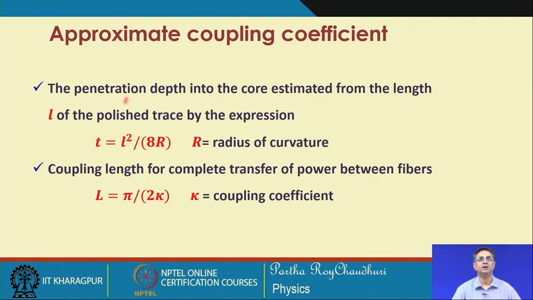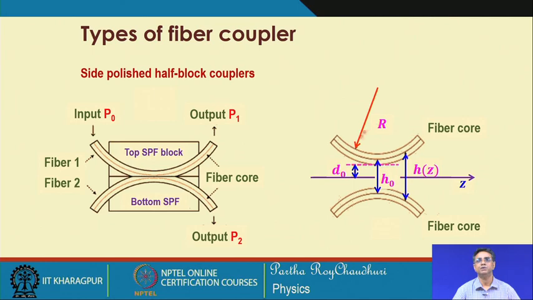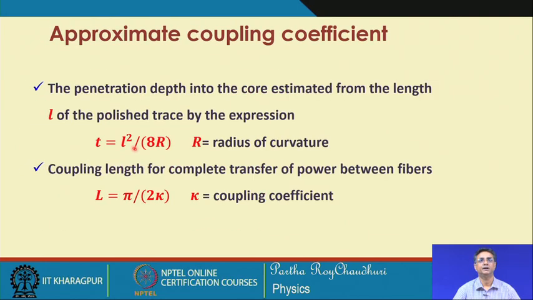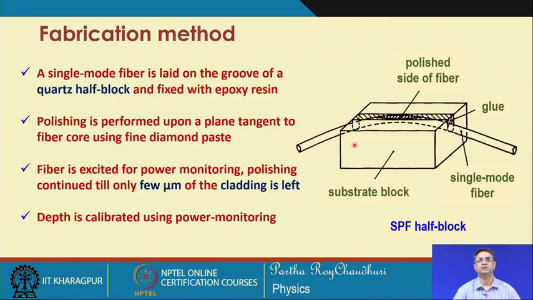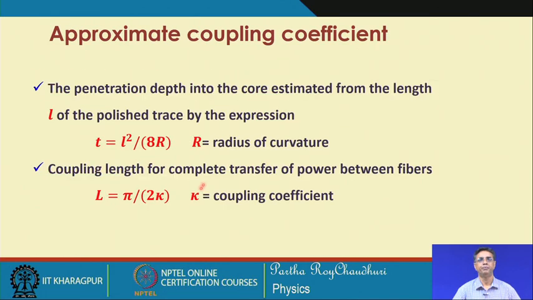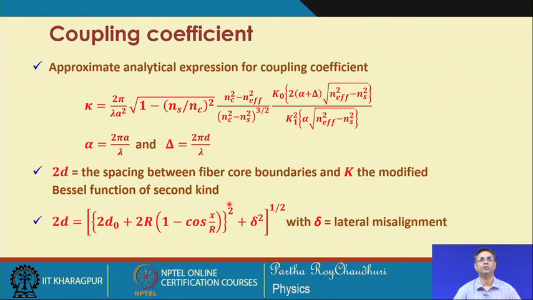We will see that the penetration depth into the core is estimated from this figure. From this figure, numerically and theoretically, you can estimate the depth of penetration, where r is the radius of curvature. I think we have shown this r, the radius of curvature, and the coupling length for the complete transfer of power. This we have discussed in the coupled mode theory: the length over which the complete transfer of power takes place defines the coupling length L_C, where kappa is the coupling coefficient.